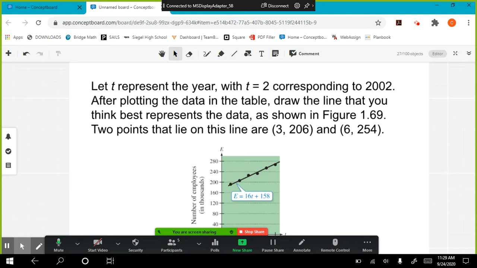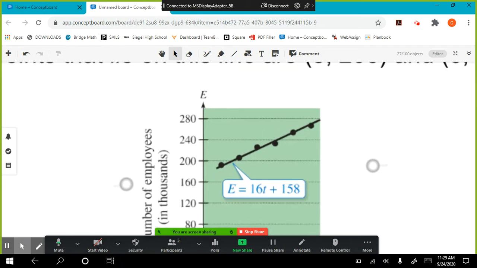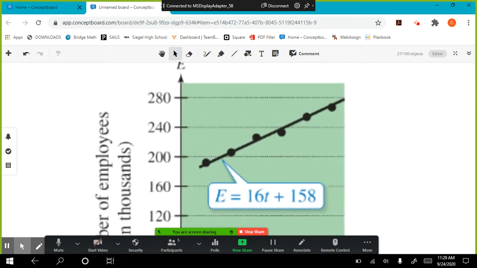Two points that lie on this line are given. What they've done is taken two of the points that are actually on the line of best fit. So let me zoom into this. When they drew their line of best fit, what they're saying is this point and this point are the two points that are on that particular line.